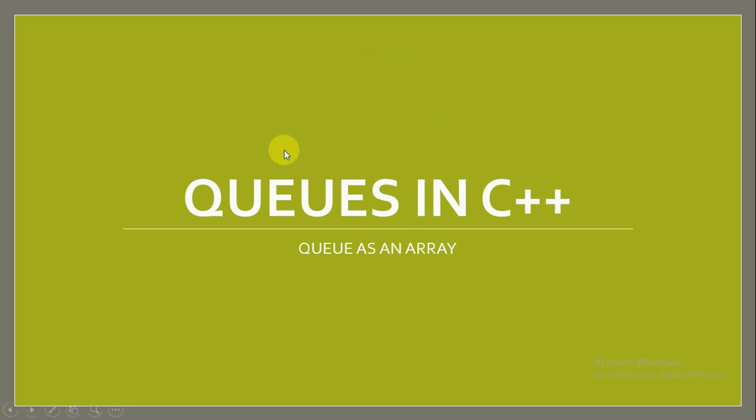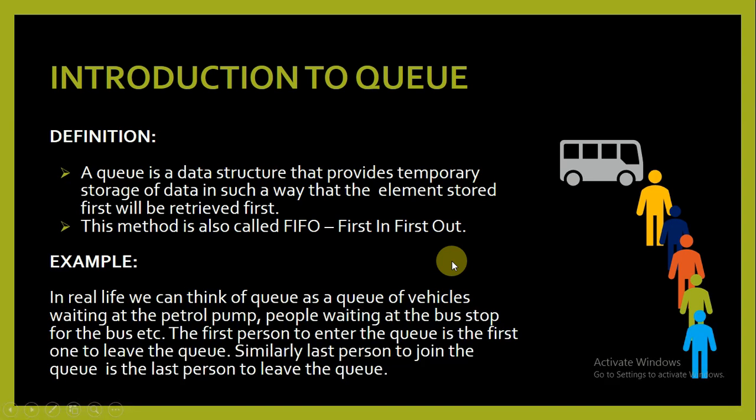In this video tutorial, we will talk about queues in C++ and especially queue as an array. Now let us understand what queues are. A queue is a data structure that provides temporary storage of data in such a way that the element stored first will be retrieved first. That is, the element which is stored first is the first one to be moved out of the queue. And this method is called FIFO, first in, first out.